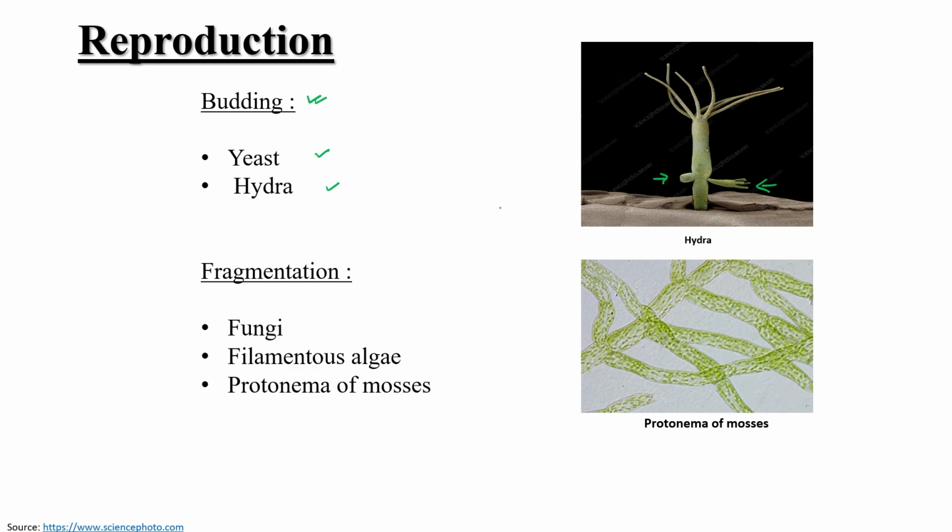Some other method is fragmentation. Some organisms like fungi, filamentous algae, protonema of mosses are filamentous in nature. As you can see, this protonema of mosses, because of its filaments, can detach from anywhere and act as a new individual. So there are three examples given over here: fungus, filamentous algae and protonema. Their reproduction occurs via fragmentation.